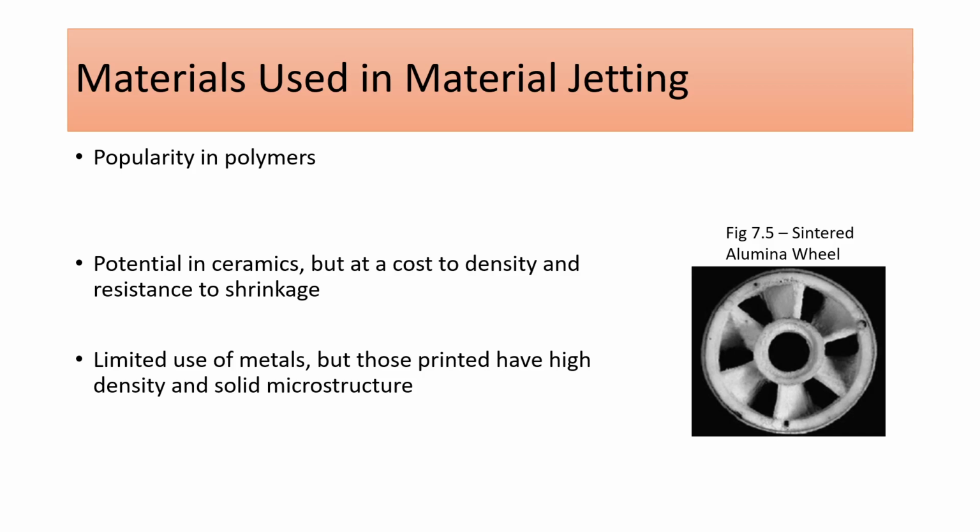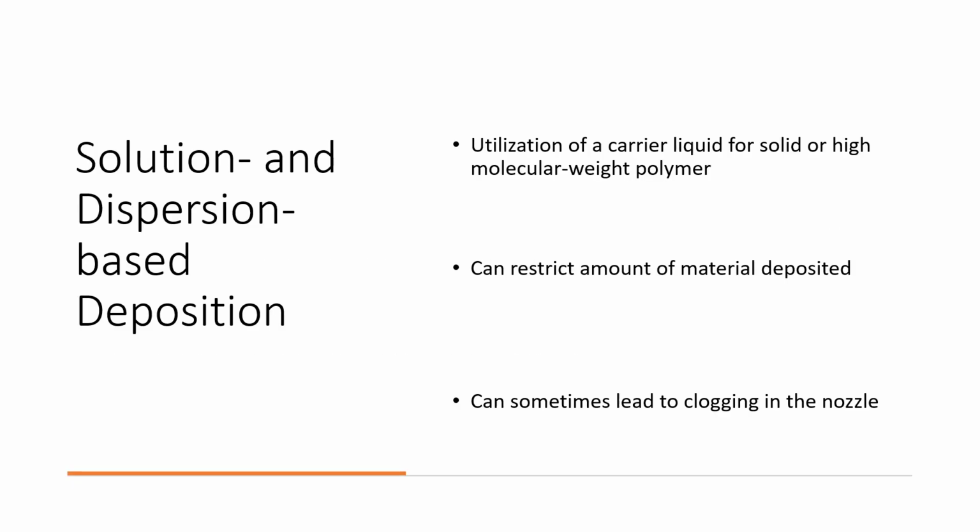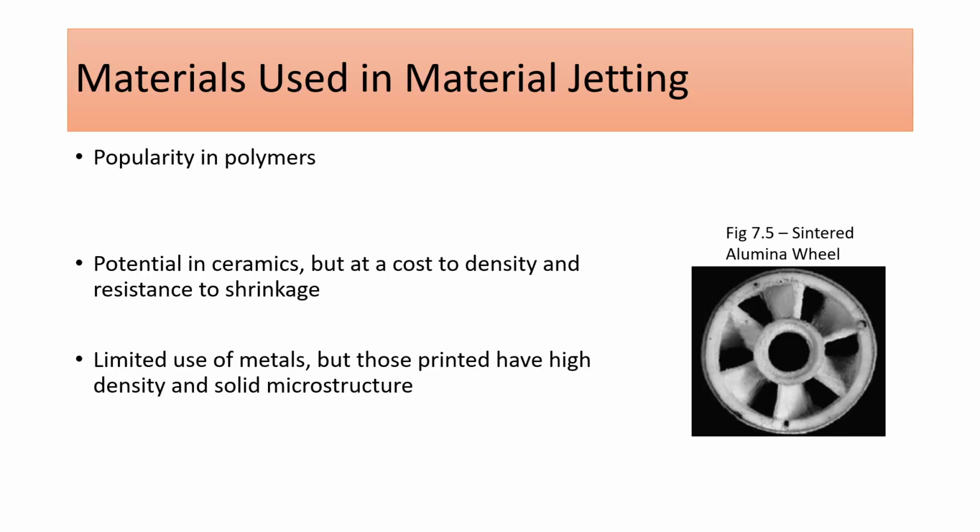A solution to lower viscosity would be to simply heat the liquid, but this can negatively affect the machine components if heated too high. Another solution would be solution and dispersion based deposition, which utilizes a carrier liquid with adequate viscosity that contains a solid or high molecular weight polymer. Ceramics are a material like this.